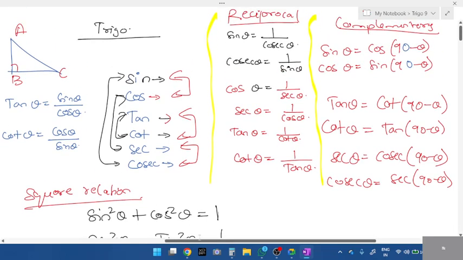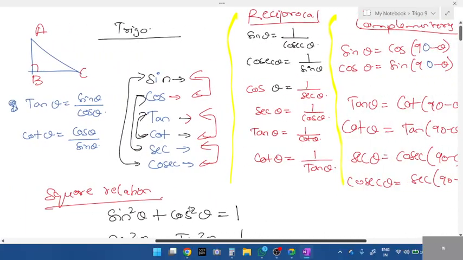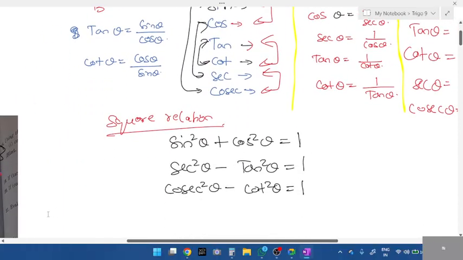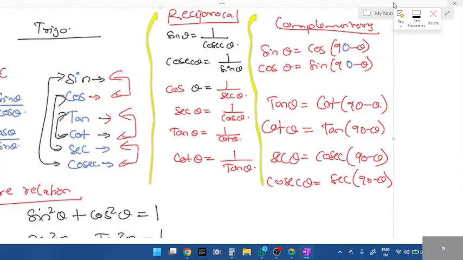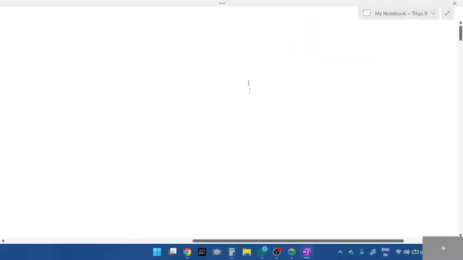I think that's it. All the concepts are done. We'll start solving the questions. I've written everything neatly, one below the other.